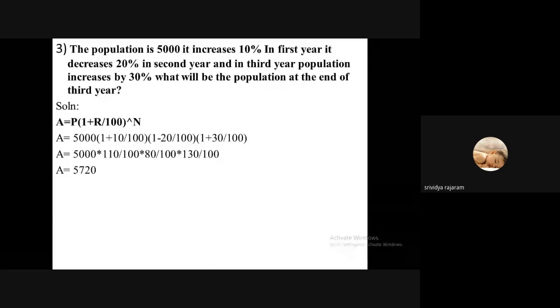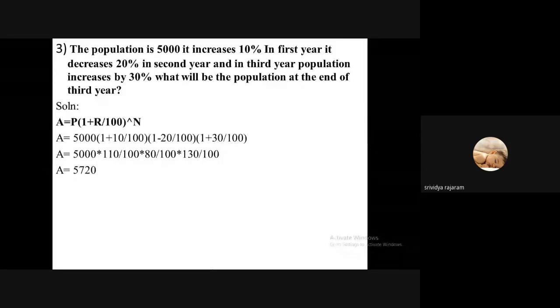So 1 minus 20 by 100 power 2, which we are not calculating for the entire 2 years. We are calculating for that second year alone. So here also the power will be 1 only. So that is, number of years will be 1. Then what is given for the third year, the population is again increasing 30%. So it is increasing, so I am going to add the rate. So it is 1 plus 30 by 100. Here also we are calculating only for that particular third year. So n here will also be 1. So it is power 1.